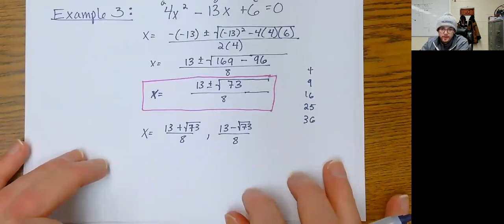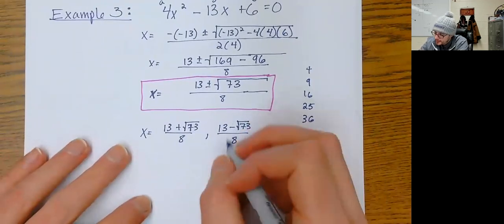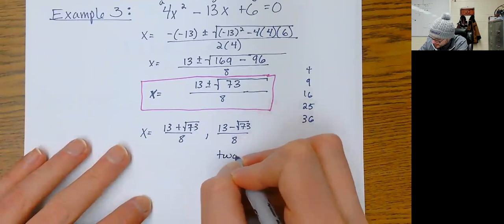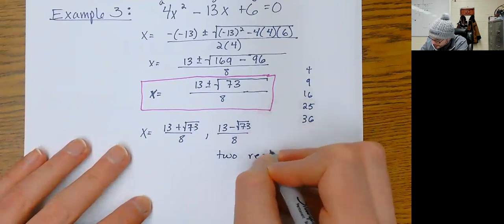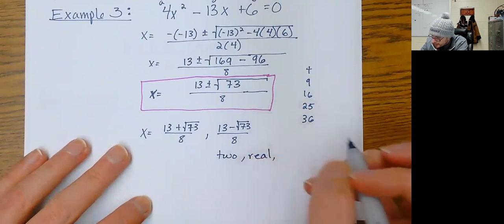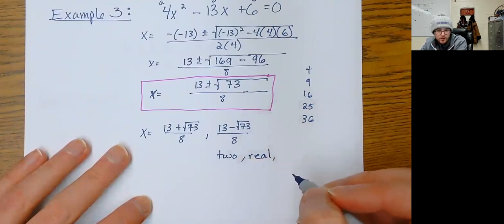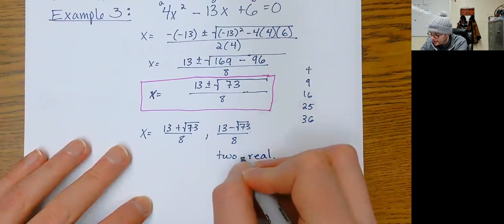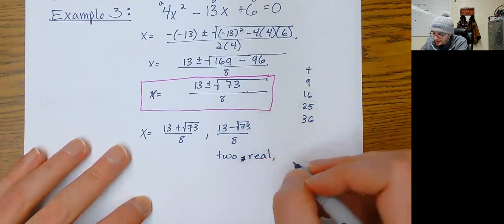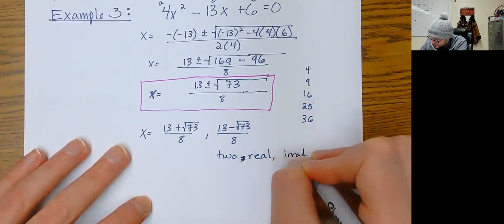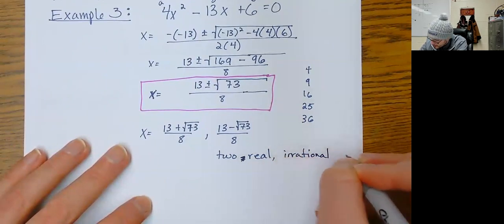Here, this has two real. I don't know why I'm putting a comma after two. You don't need a comma after two. Actually, it shouldn't be there. It's just incorrect. Two real irrational numbers.